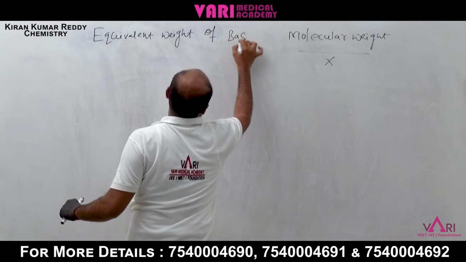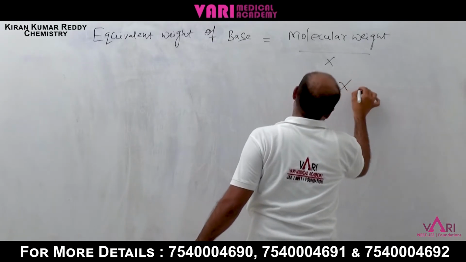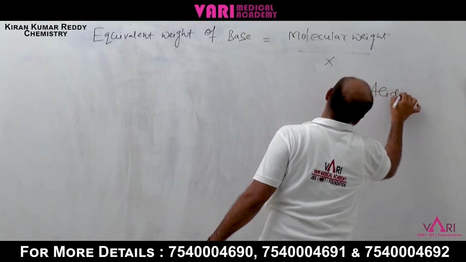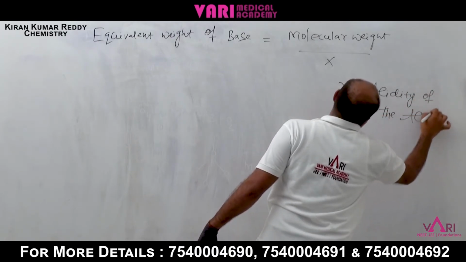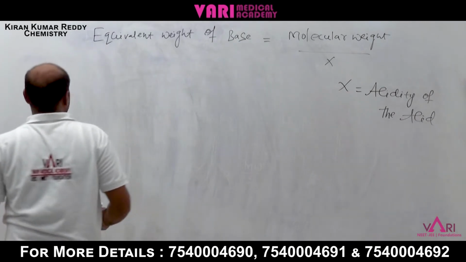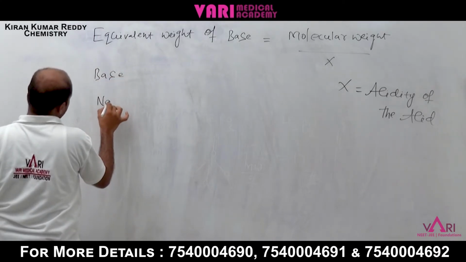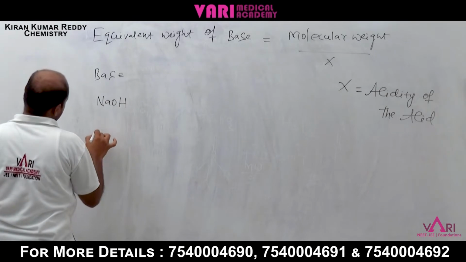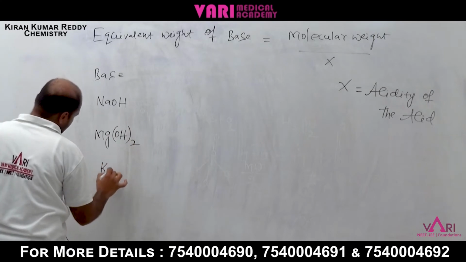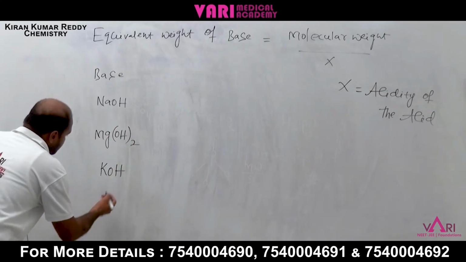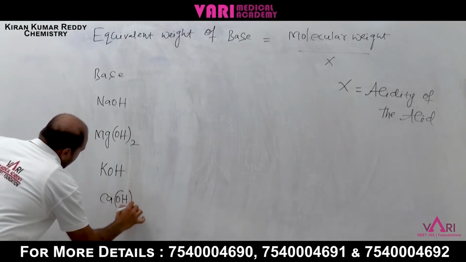The equivalent weight of a base is equal to molecular weight by X. X is equal to the acidity of the base. Now I am taking some bases. Write down the bases: sodium hydroxide, NaOH. Next one is magnesium hydroxide. Another one, KOH. Next we can take calcium hydroxide, Ca(OH) taken twice.